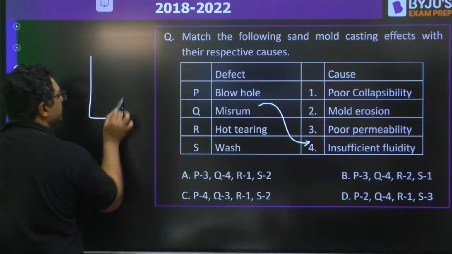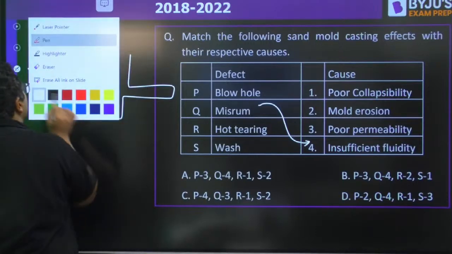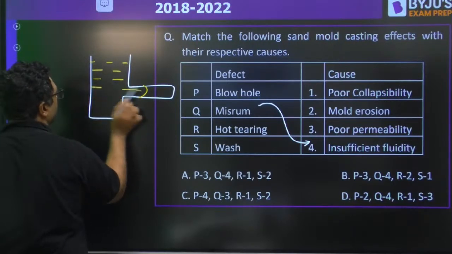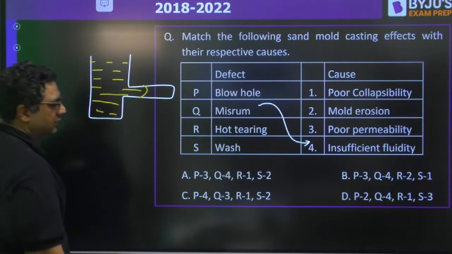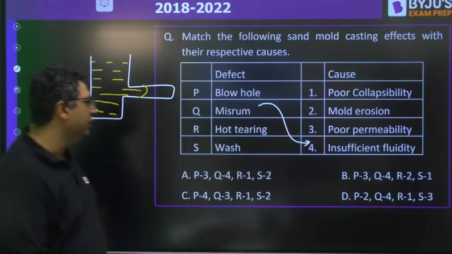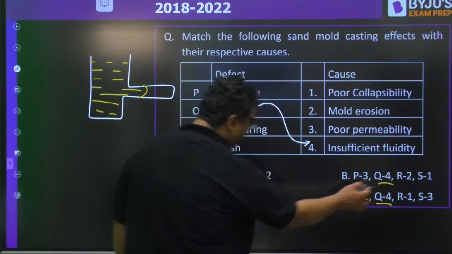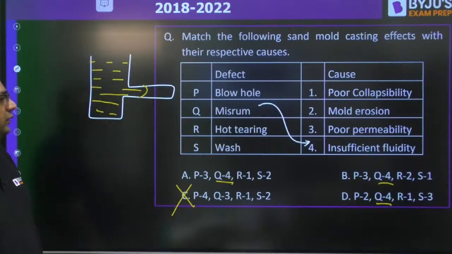What is misrun? Misrun is this defect: if molten metal is not capable of filling the cavity, this is misrun. So misrun is related to insufficient fluidity. So Q will be matching with 4. C will be wrong. Then what about others? You will get poor permeability. Poor permeability is related to what? Yes, guys.